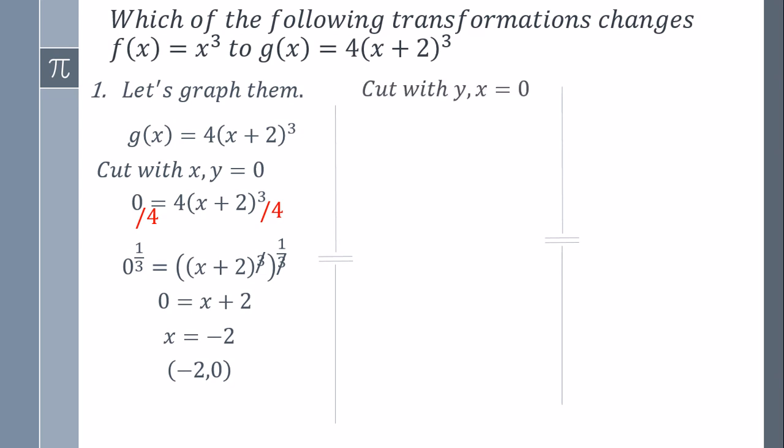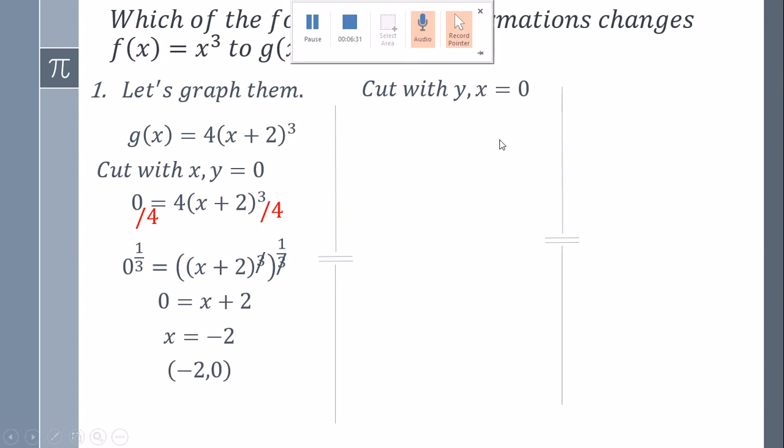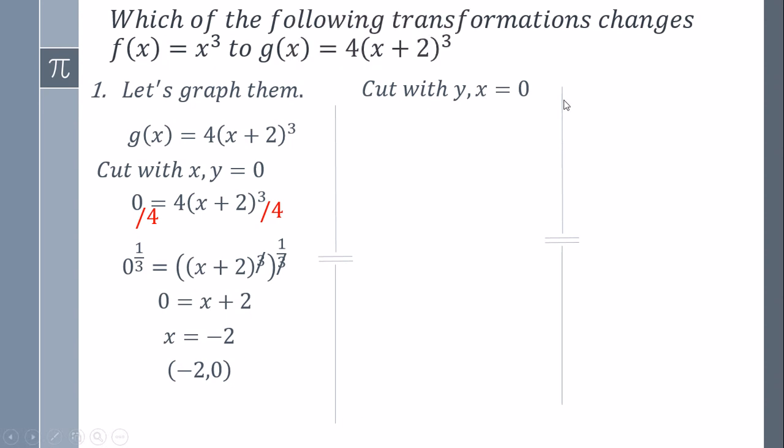Minus 2, 0, sorry again, and we have the cut with y, which is when x is equal to 0. So instead of putting x, I'm going to put x equal to 0. So I'm going to have y equal to 32. So the second cut is when x is 0, y is going to be 32.